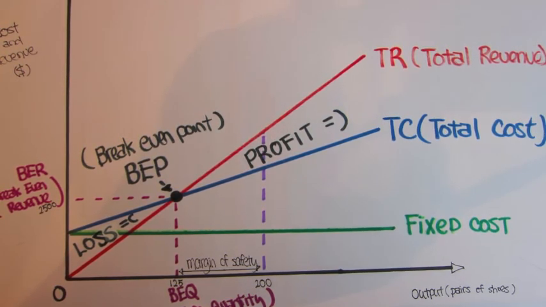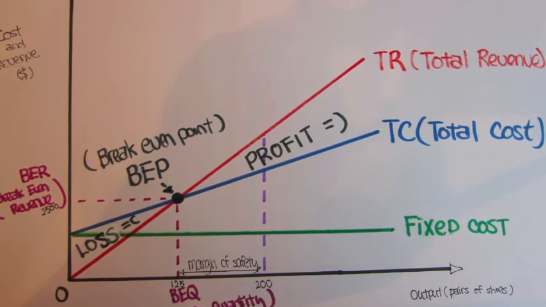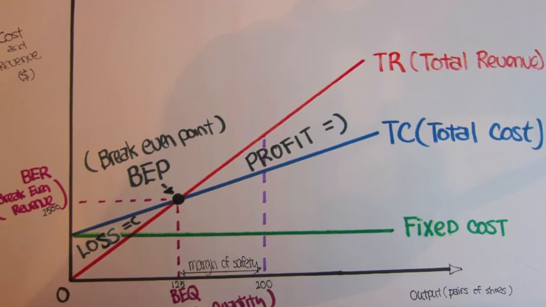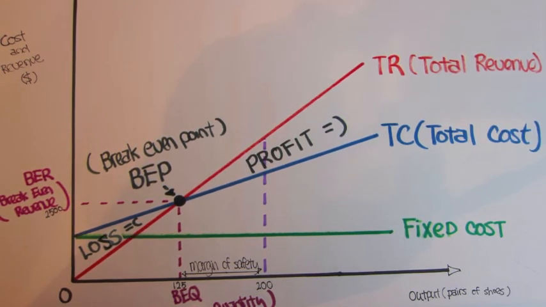Break-even analysis could be used, for example, by the shoe manufacturer, allowing them to know the price and quantity they need to produce at in order to cover all the costs, as well as how to make a profit and when loss occurs.